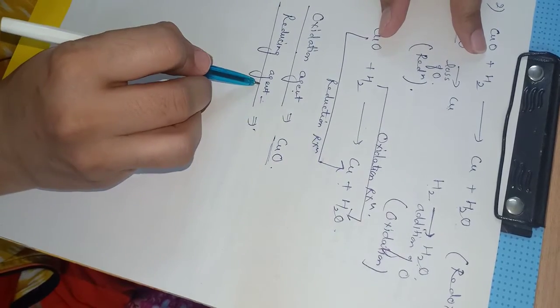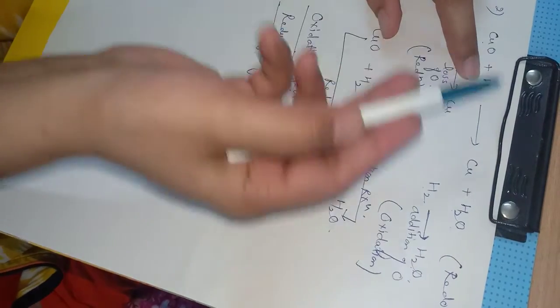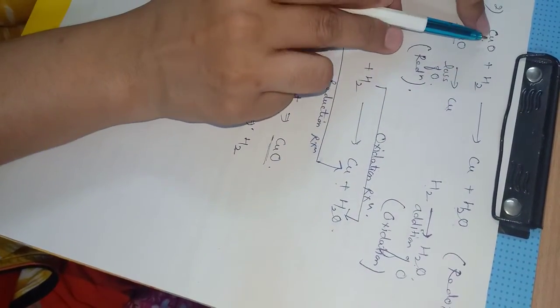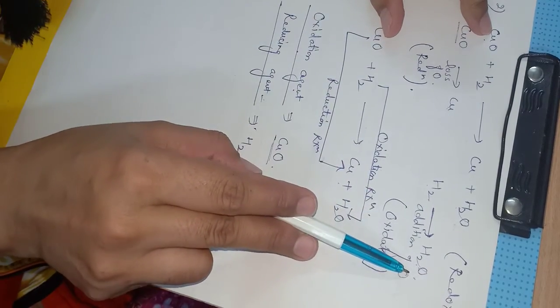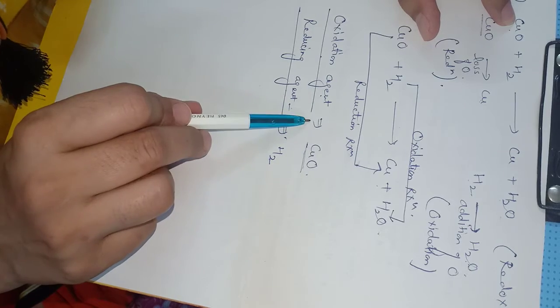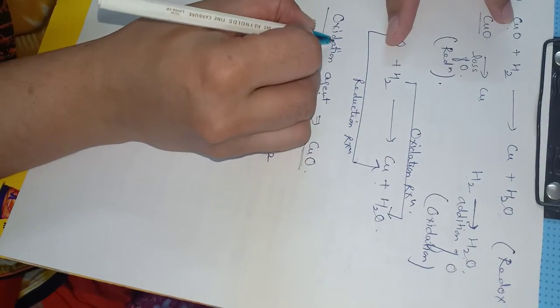And who is the reducing agent? The one that will easily gain oxygen. Only the hydrogen molecule is there, which gains this oxygen and converts into H2O. So CuO is the oxidizing agent and H2 is the reducing agent.